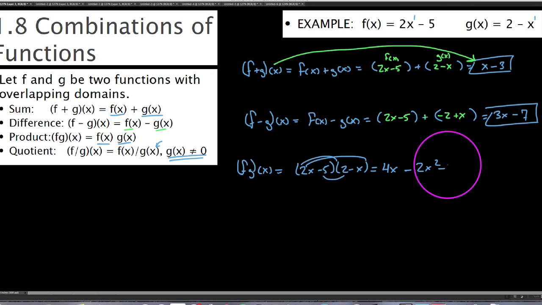Here we get a negative 10x. And then finally we get a positive 5x. So we do need to combine like terms, simplify wherever possible. And I am going to write that 2x squared in front so that this is written in standard form.